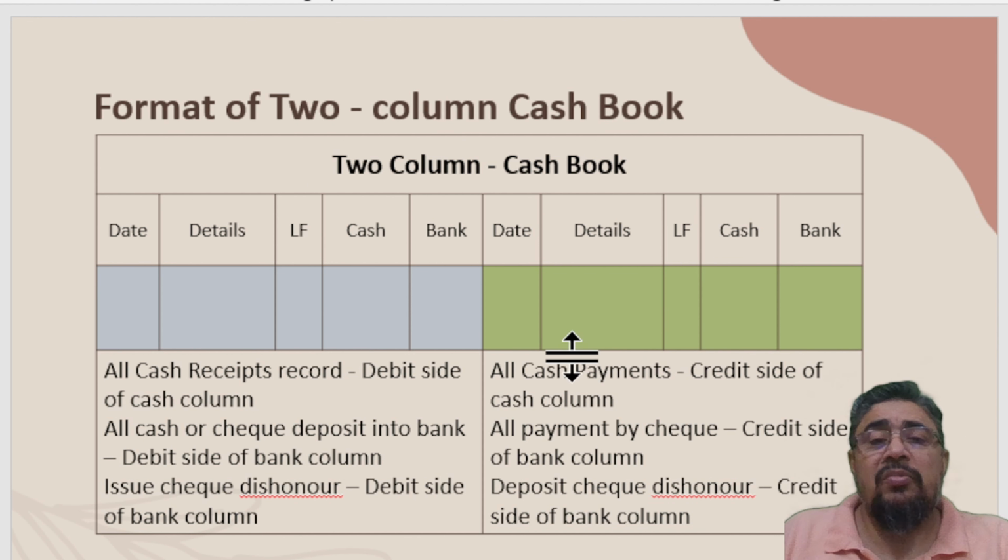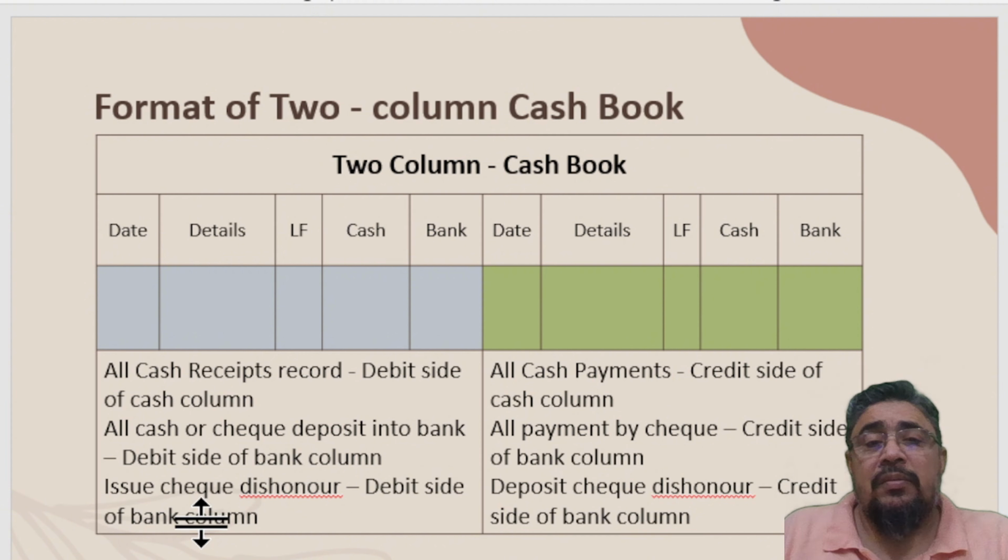This is the credit side. So remember this debit side. All cash receipts are recorded on the debit side of the cash column. All cash or check deposits into the bank are recorded on the debit side of the bank column.